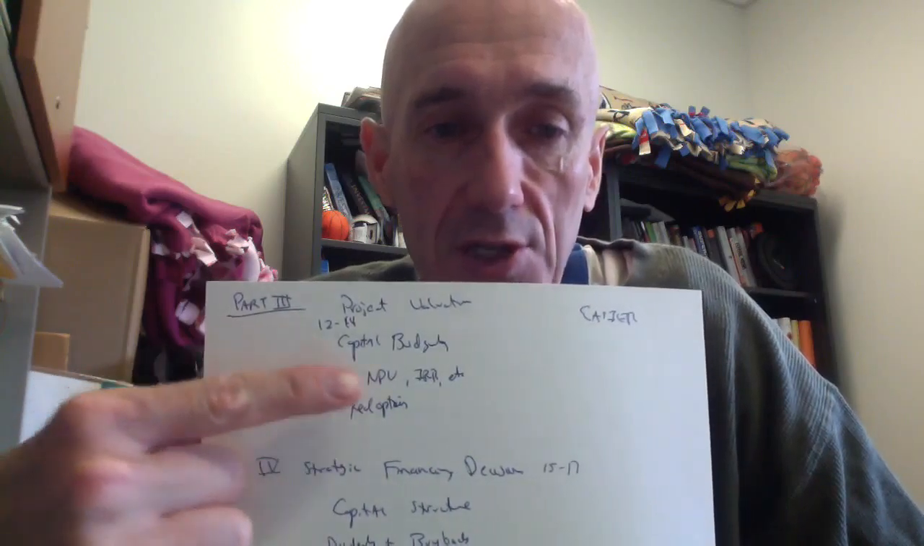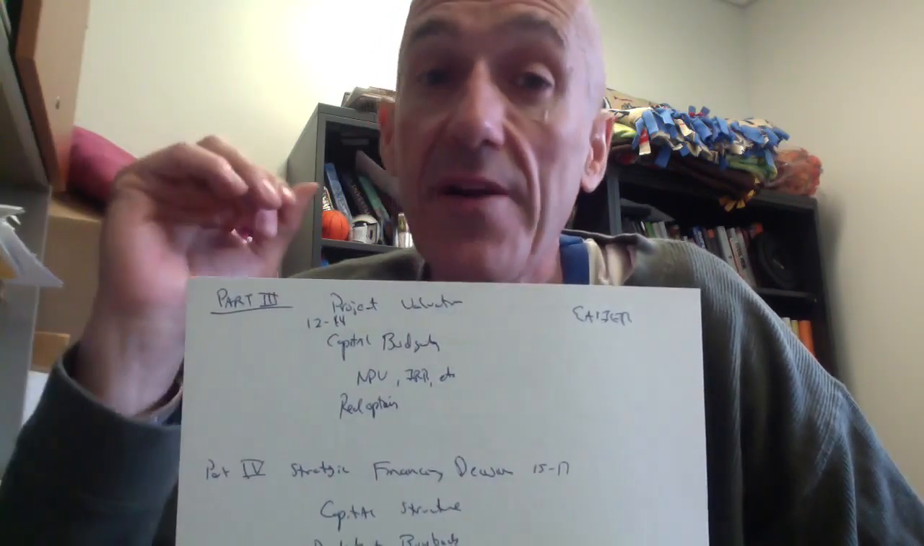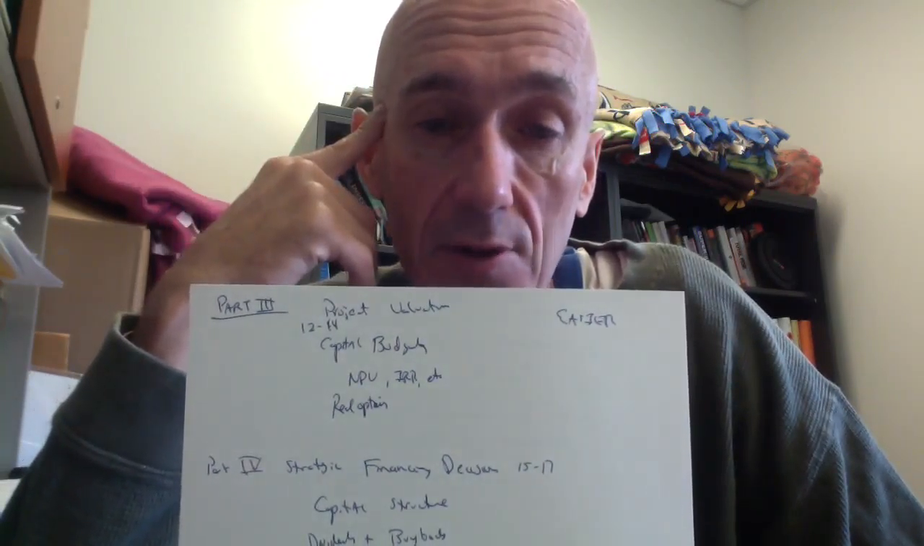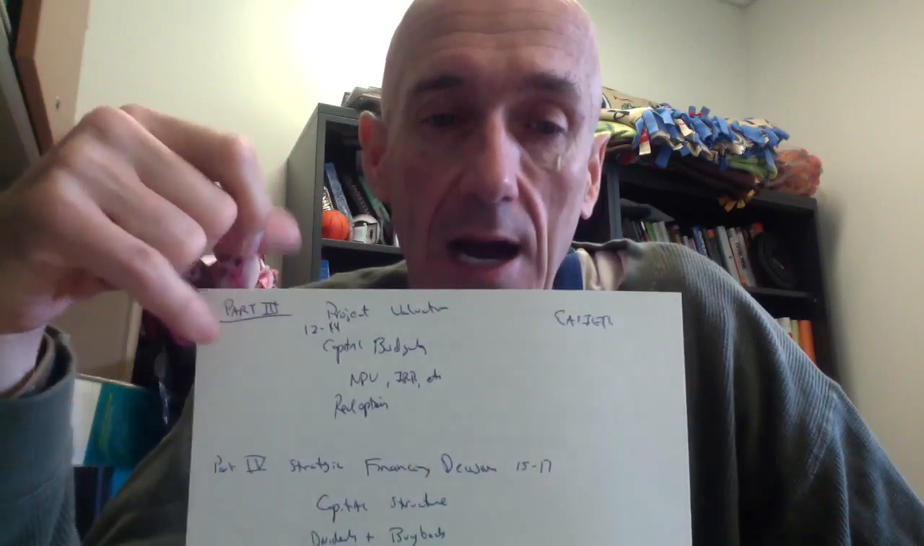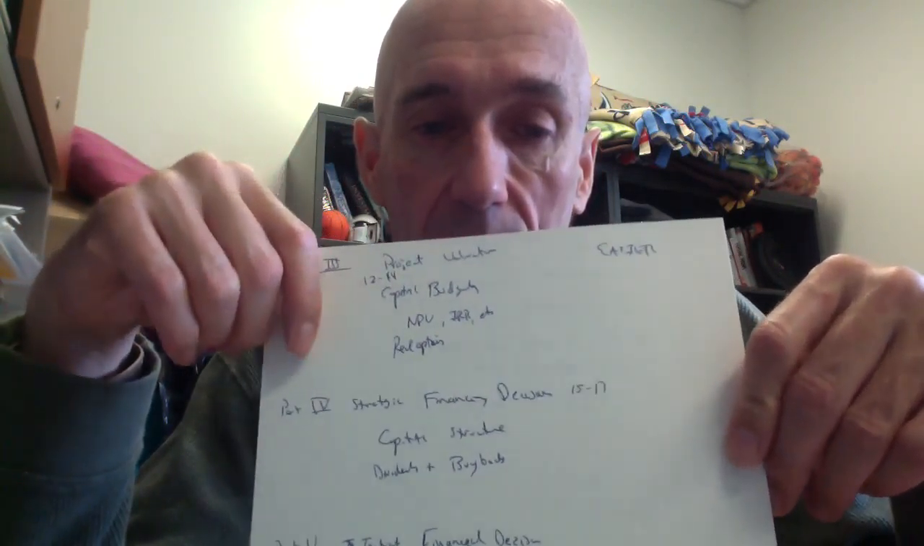After that, we'll go into capital budgeting, project valuation, part 3, chapters 12 and 14. Net present value is by far the biggest thing you need to know there, along with internal rates of return, etc., and also real options. I think this is going to be a little easier section for you. I don't think you'll have a whole lot of problem there.